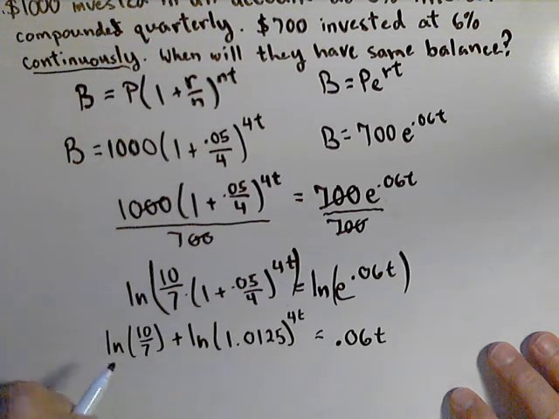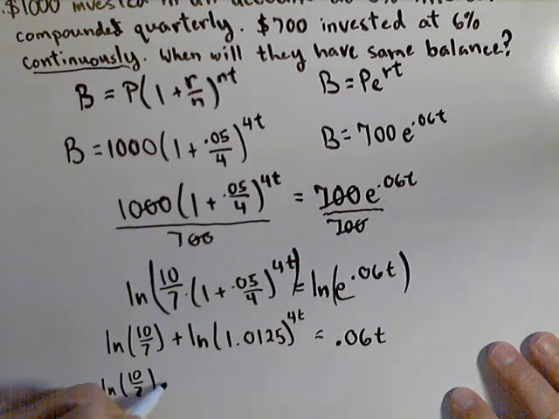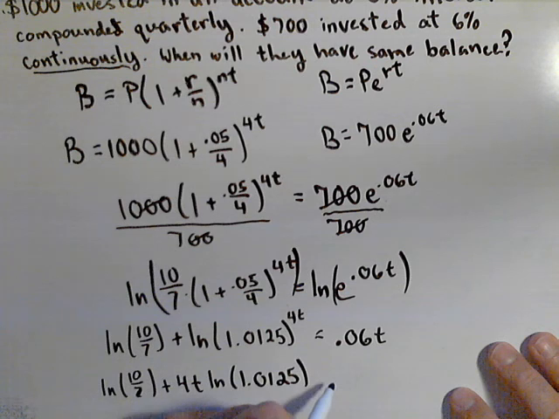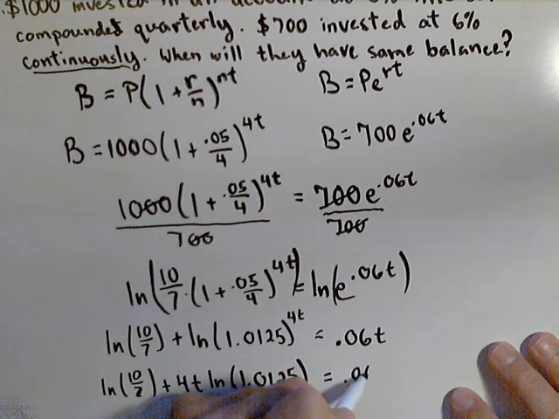Now this exponent can be pulled out front. So we have natural log of 10/7 plus 4t natural log of 1.0125 equals 0.06t.